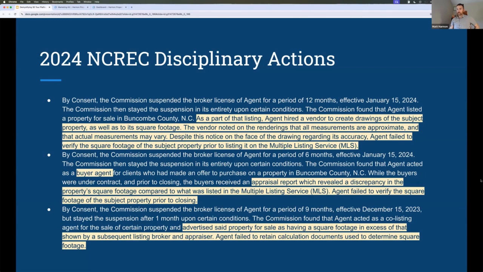And then this last one, the third one, the listing agent advertised that the property had a square footage in excess of what was shown by a subsequent listing broker and appraiser. Agent failed to retain calculation documents used to determine square footage. I think the translation of that is they just didn't get it measured, so they didn't have any paperwork to show the real estate commission. That's just a guess, though.